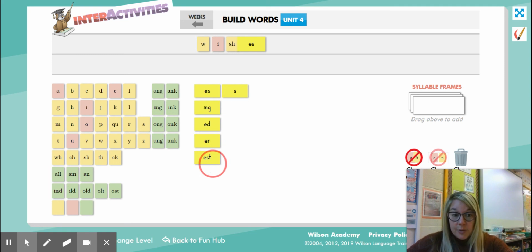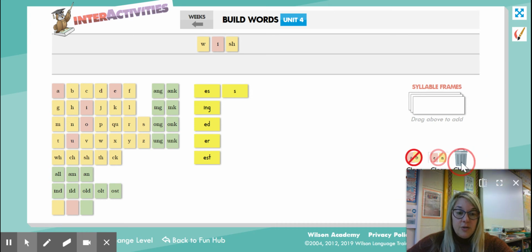For today, you're going to practice with the suffix ES and the suffix S to make words plural, which means more than one. So after you watch my video right now, you're going to then click on the seesaw activity so that you can show your understanding of using S and ES to make words plural.